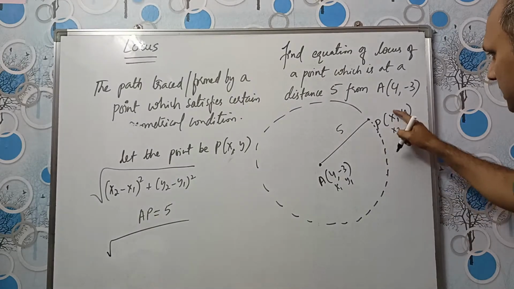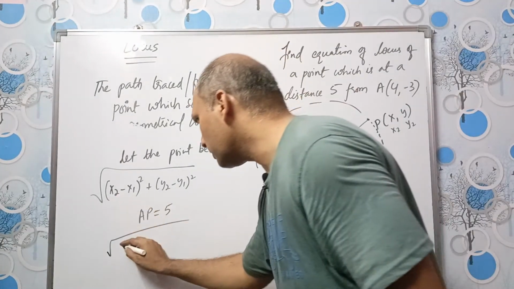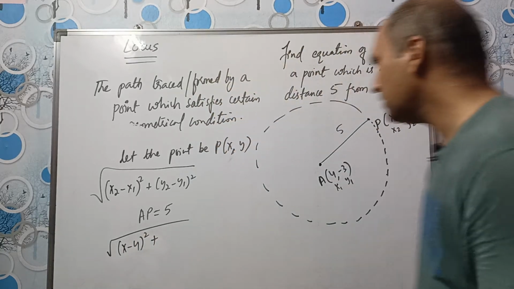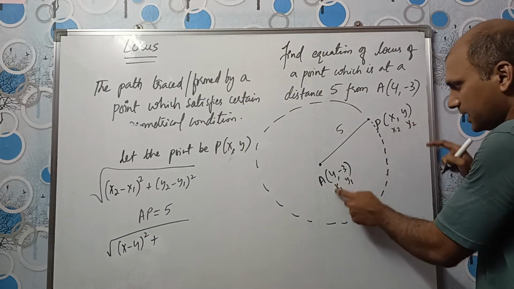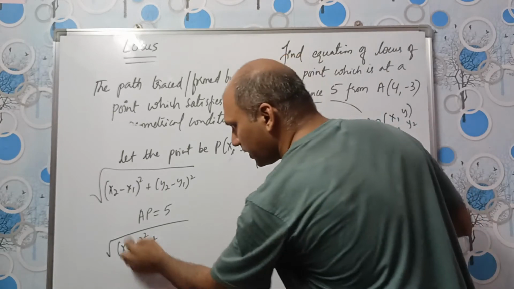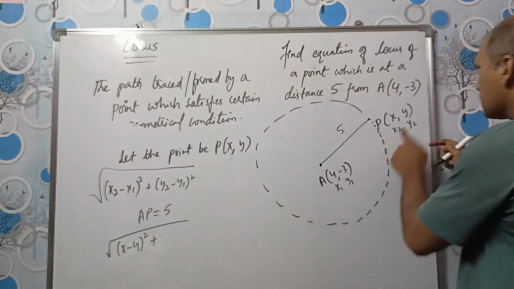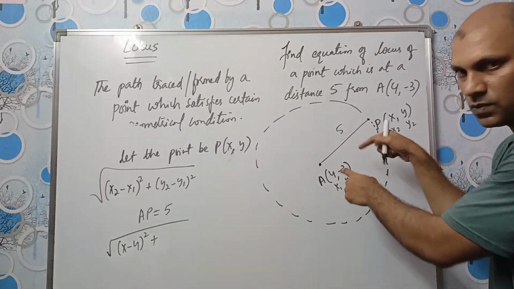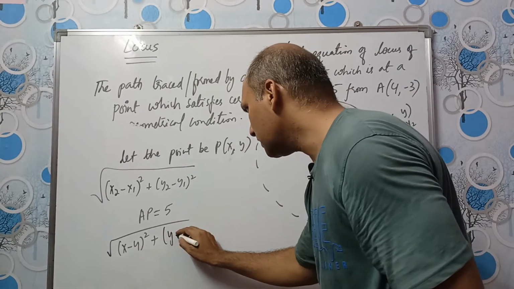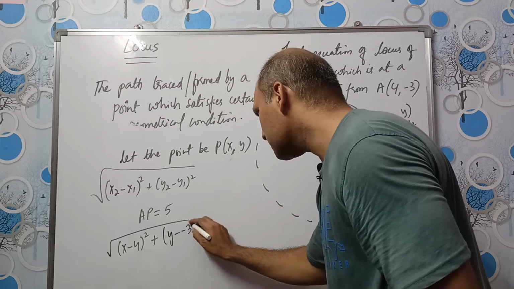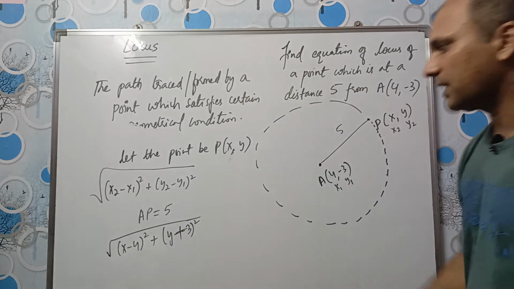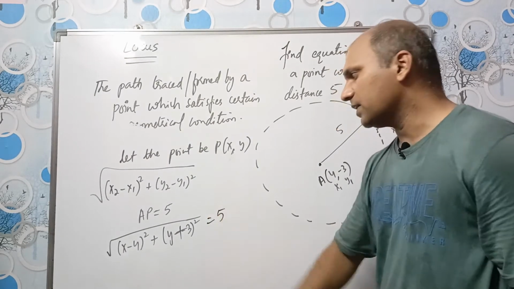x2 minus x1, that is x minus 4. So x minus 4 whole square will come, because x2 is x, x1 is 4. So we write x minus 4 whole square plus y2 minus y1, y minus of minus 3 whole square. Minus of minus will become plus, so be careful with the signs. This is equal to 5, given.